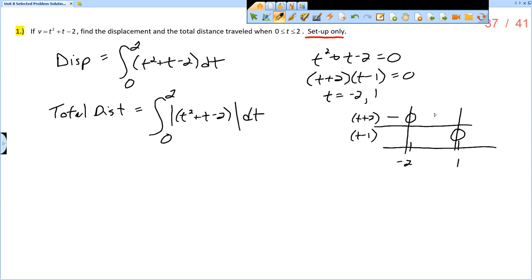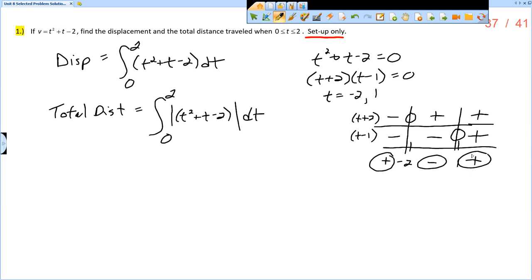To the right, like 0. 0 plus 2 is positive. All right. And then over here, a number to the left of 1 like 0. 0 minus 1 is negative. And then a number to the right like 2. 2 minus 1 is positive, right? So the fact is that this velocity is positive, then negative, then positive, right?